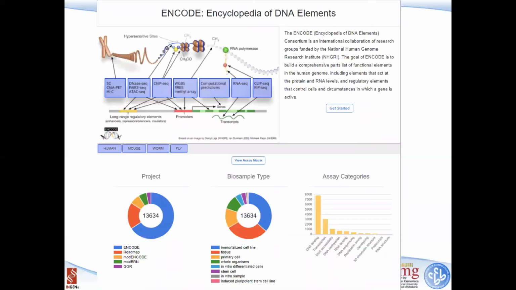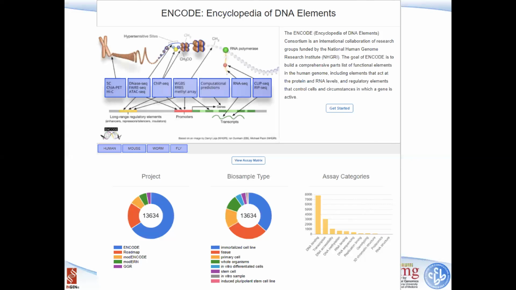The ENCODE consortium is an international collaboration of research groups funded by the National Human Genome Research Institute. The goal of ENCODE is to build a comprehensive catalog of all functional elements in the human genome, including elements acting at the protein level, RNA level, DNA level, like all the regulation networks.